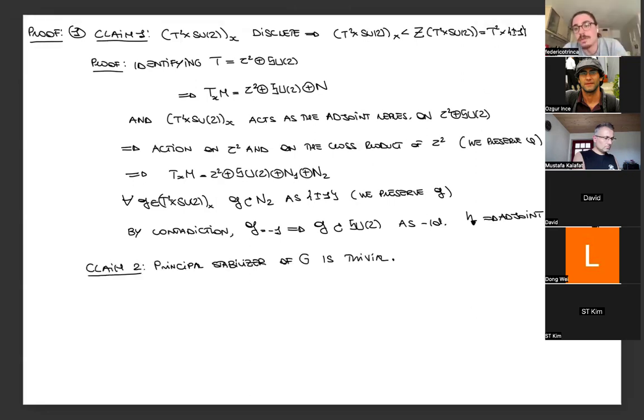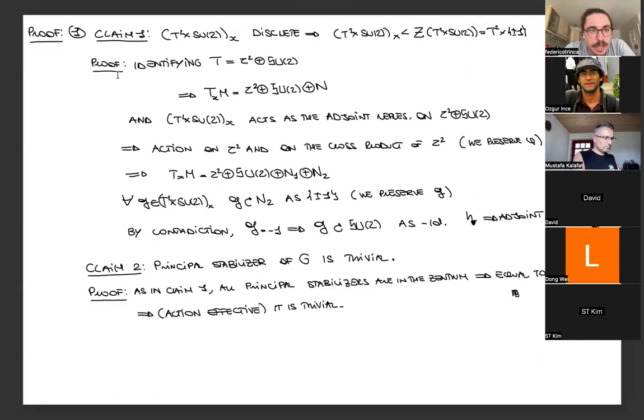Okay, so the second claim that we're going to prove is that the principal stabilizer of G is trivial. And the reason why this is the case is because by the first claim, all the principal stabilizers are in the center, and so they're equal to each other. But now, as the action is effective, all you get is that the principal stabilizer is trivial.